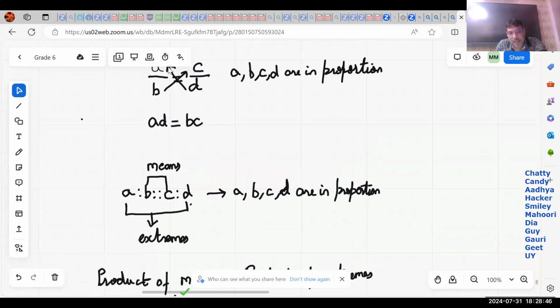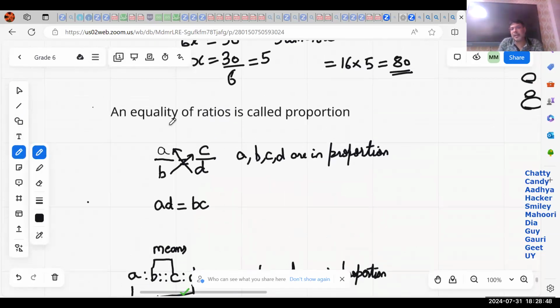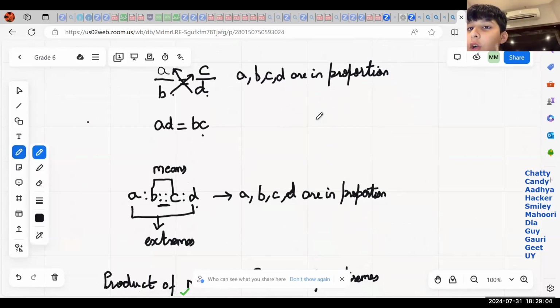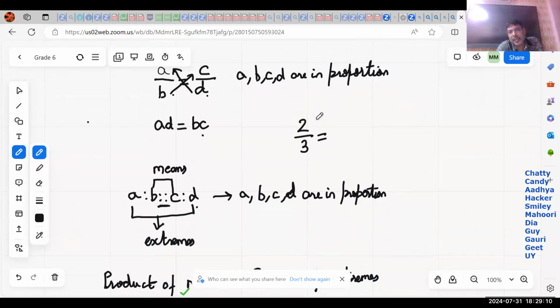So Gaurish and Geetal, I'll just give you an intro that an equality of ratios is called proportion. Whenever you have A by B equal to C by D, that means AD equals BC, then those four quantities are in proportion. Now the proportion sign is written by double colon. Sir, what do you mean by proportion? Sir, what do you mean by equality? Beta, if ratios are equal, like 2/3 equal to 4/6, then they are in proportion. So I can also write it like this: 2:3, then I will use double colon, and 4:6.